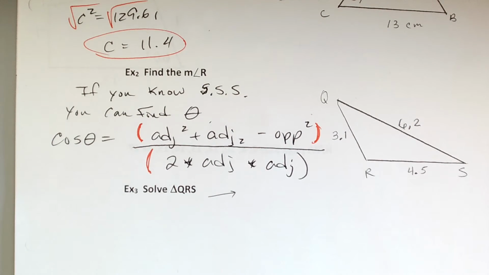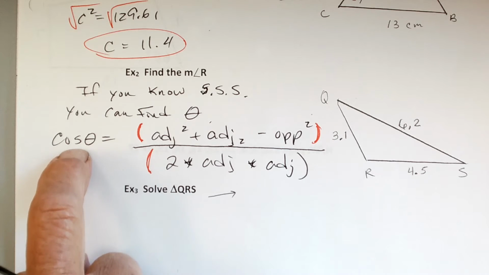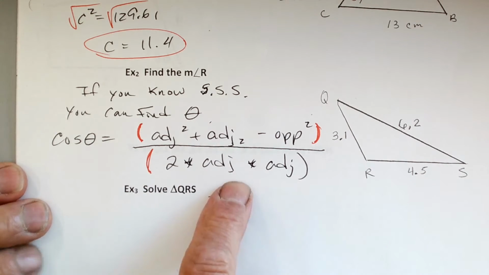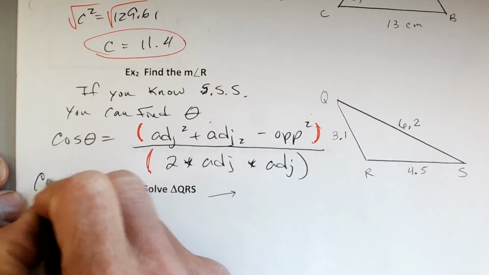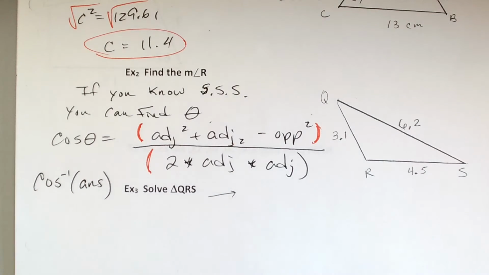So all I did is I took our formula above and I solved it. Now the last thing I have to do, since it says cosine of theta, we'll have to take the cosine inverse. That makes sense. We're going to get a decimal, but then we're also going to have to do cosine inverse of our answer, okay? That's the last step.